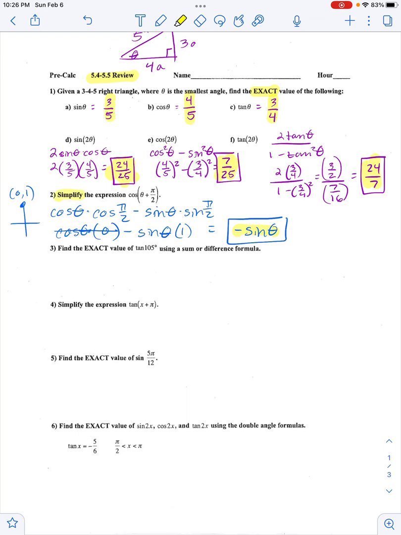So simplify simply means get it down to as small as you can, but because you have a variable, it might be an x or a theta, there's no way to look it up.